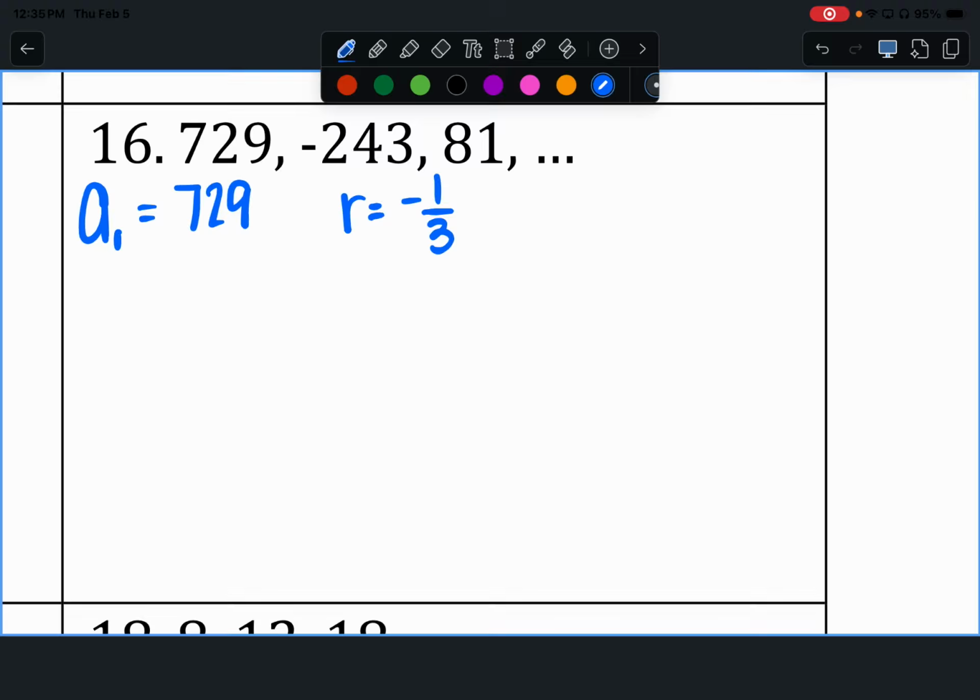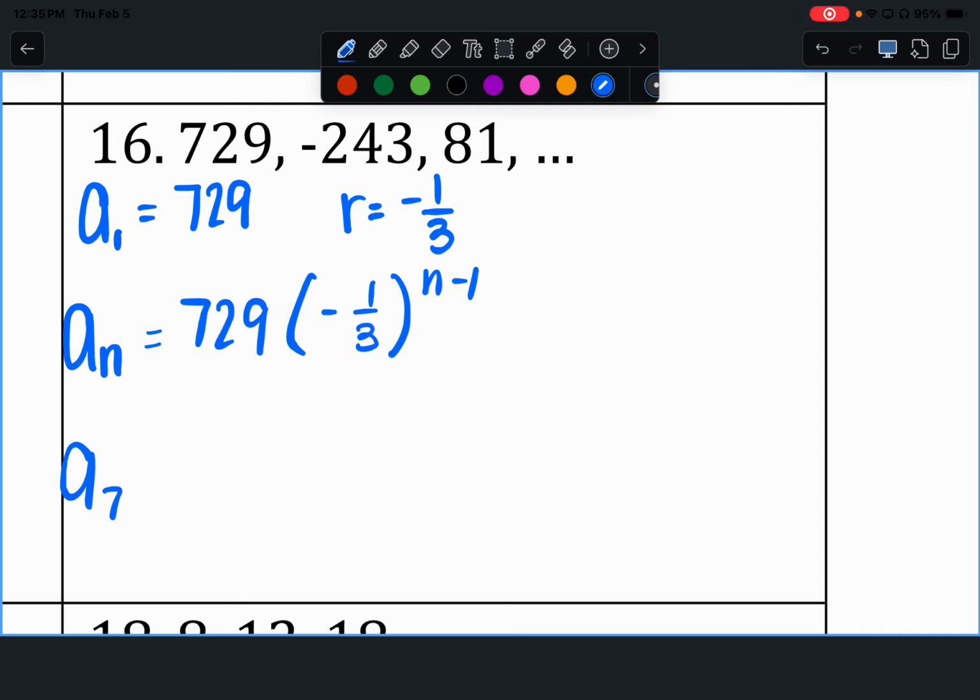And so when we do that, then we set up our equation and we get 729 times negative 1/3 to the n minus 1. Find the seventh term. What is the seventh term? It is 1.